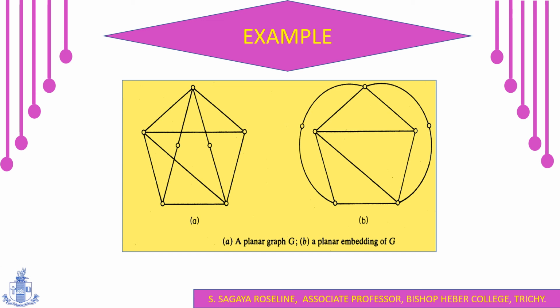Also, the edge set as well as the vertex set are both finite, therefore both graphs are finite also. And it is also a planar graph, because the graph can be drawn in such a way that no two of its edges intersect, or you can say we can draw the graph without the intersection of edges. Therefore we can say this is a planar embedding of this graph G.